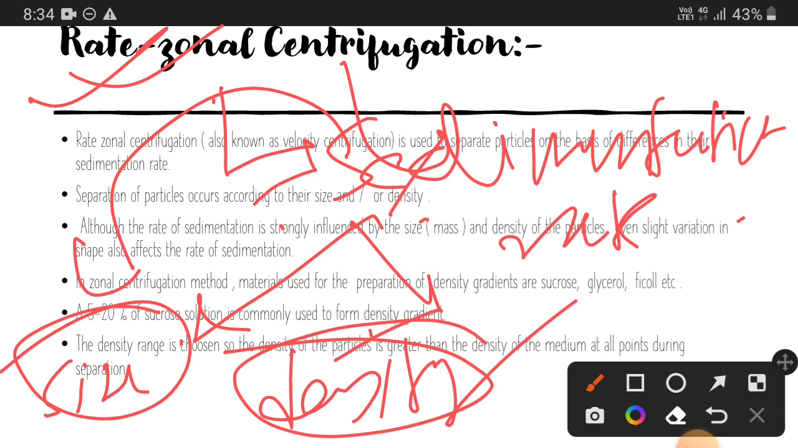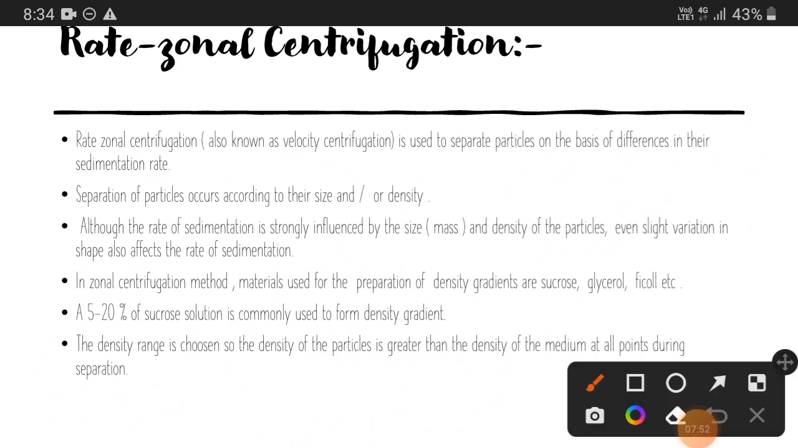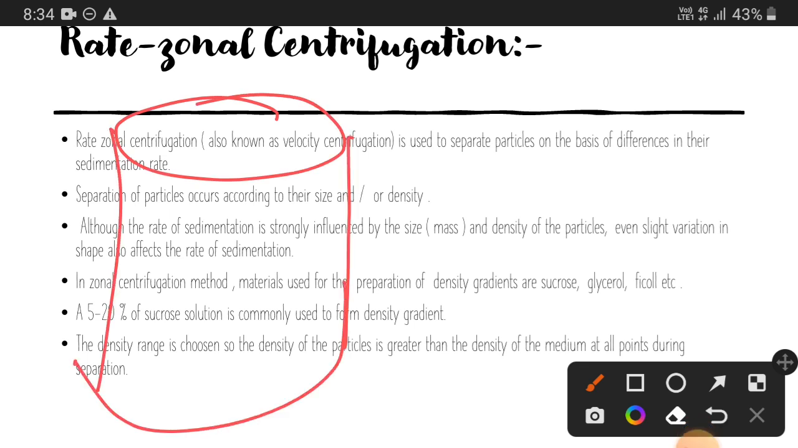And remember one thing: in rate zonal centrifugation our focus is not sedimentation. Our focus is just to separate our sample of interest into distinct zones.